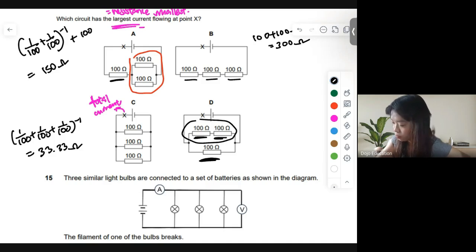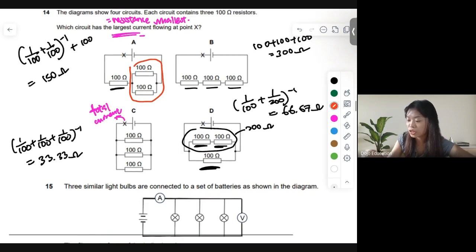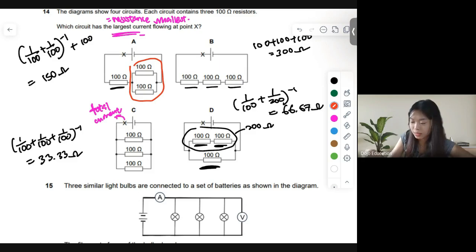Then for D, these two is in series and this two is parallel with this, right? So my series one is 200 ohms. So when I calculate the total, it will be 1 over 100 plus 1 over 200 inverse. I'll be getting 66.67 ohm. So the question asks for the largest current, which means the least resistance, and in this case, C will be my answer.